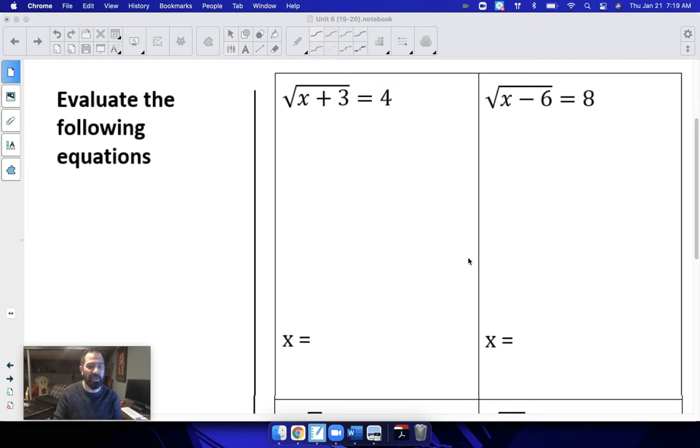The square root of x plus 3 equals 4. Well, this is a little bit different because now we have x plus 3 underneath the square root. And so we need to figure out how do we solve that. Well, what you want to do is you just want to square both sides because the square root is already by itself.